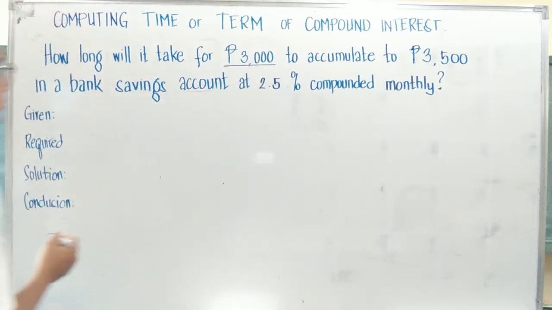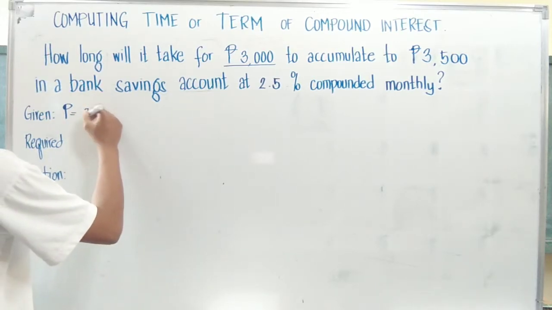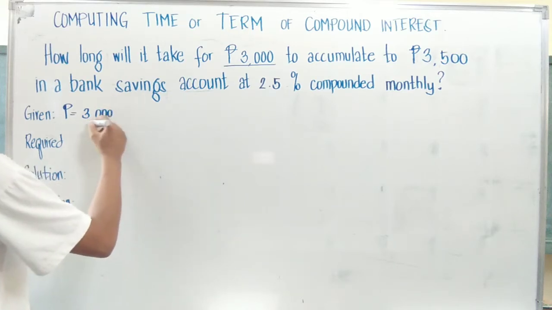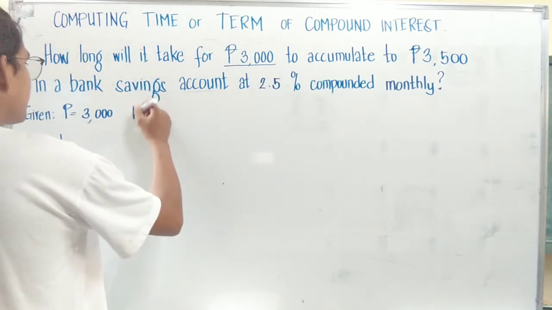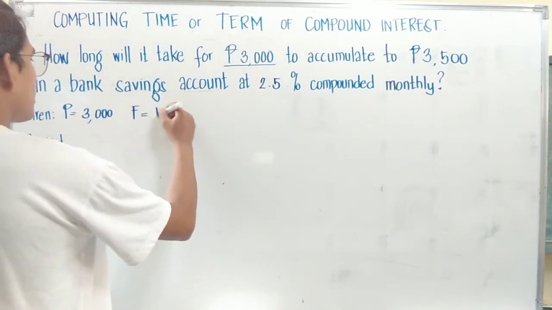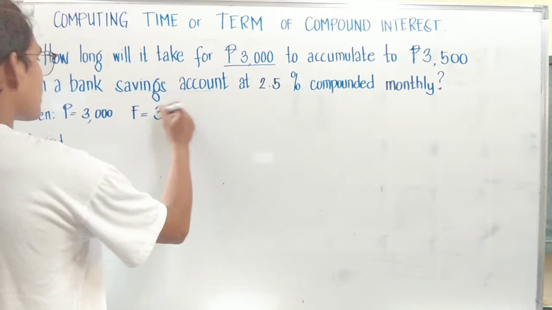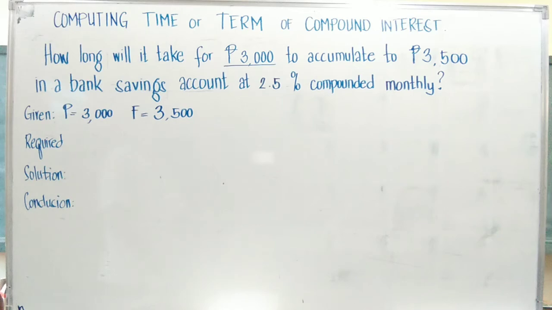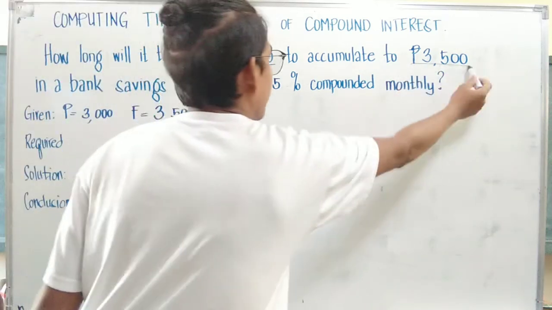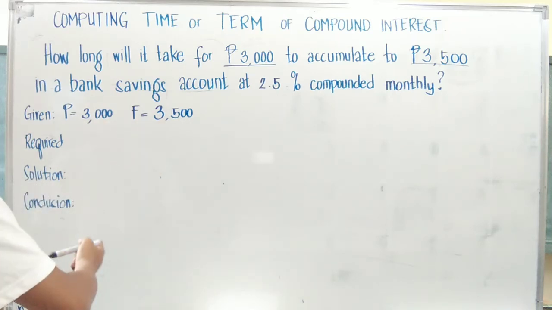We have 3,000. So 3,000 will be our principal P. Then we have F, your future value, which is 3,500. So this is your principal, then your future value or maturity value.